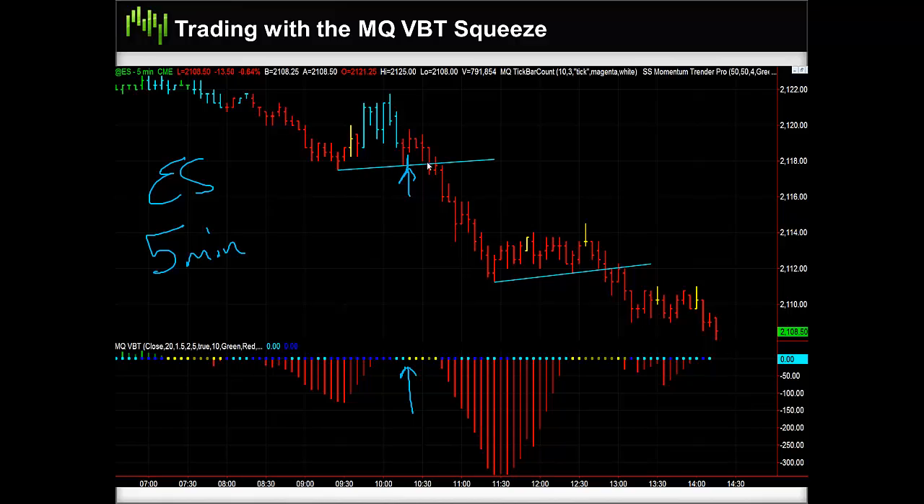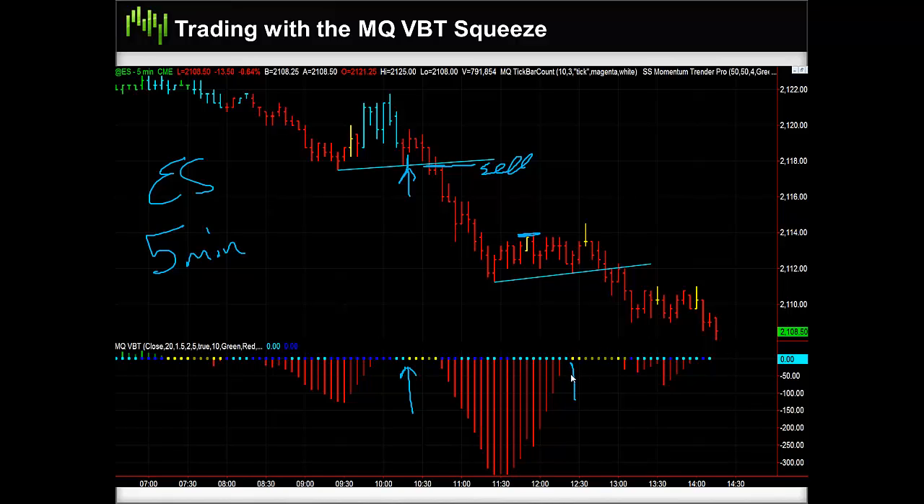What do we do? Draw our trend line for our support. We have a bearish directional bias because we have red momentum trender. Here's our sell entry on the break of support, confirmed by the red trender. Here's our exit.